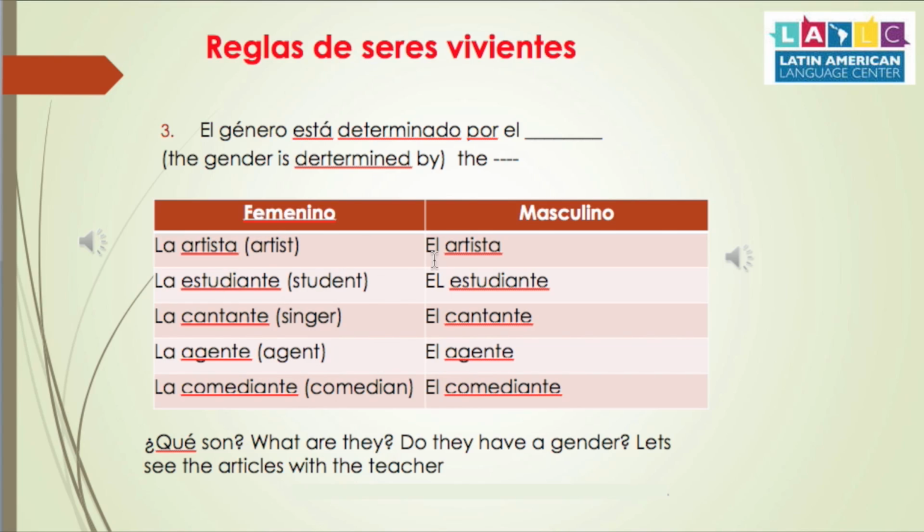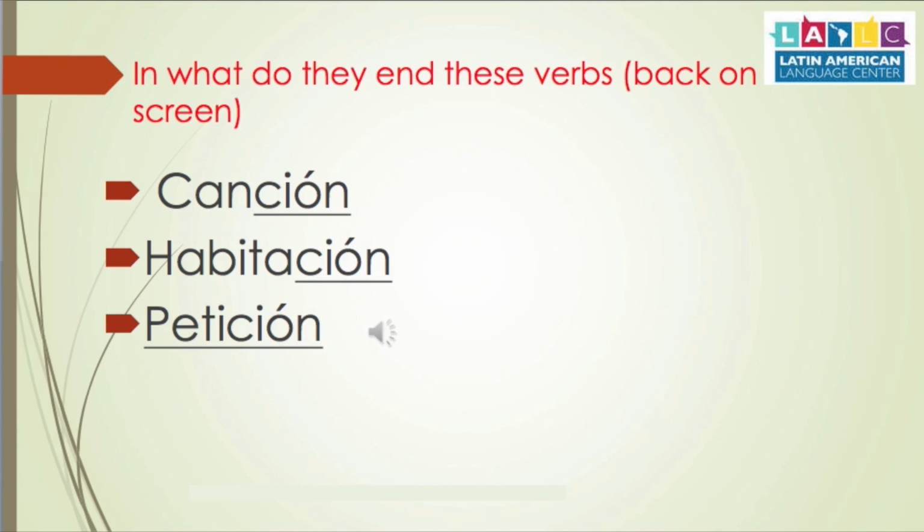You don't have that many. Check these ones. They're the most important ones. So don't really worry about it. So we talked about the professions. So now let's go to these ones. The rules: what do they end, all of these words? In what do they end all of these words? So they end in sion. Very good. They end in sion. And the ones that end in sion are feminine.